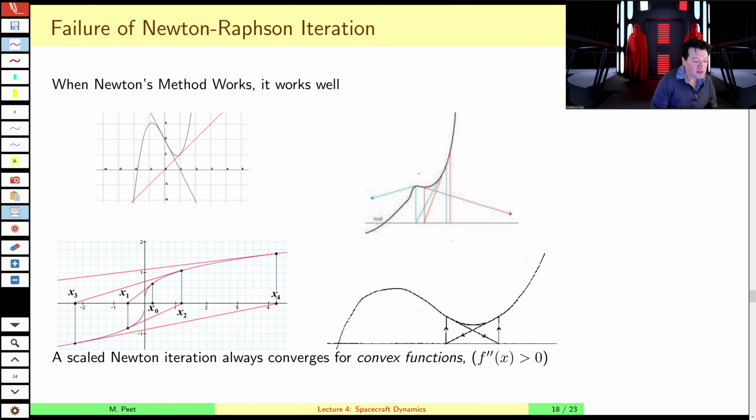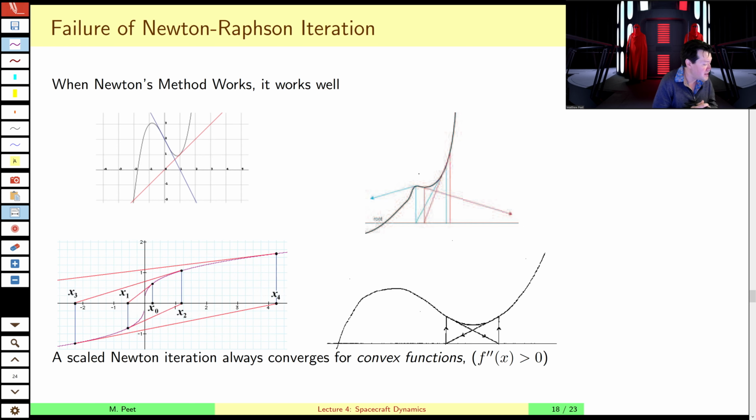So generally speaking, when Newton's algorithm works, and again, not the scaled Newton's algorithm, but Newton's algorithm, it works very well. It works very quickly. You only need typically 3 or 4 iterations to get each order of magnitude in accuracy. But that said, and it always converges in some neighborhood of the origin, it doesn't always work, right? And these are just some illustrations of how it can go wrong.